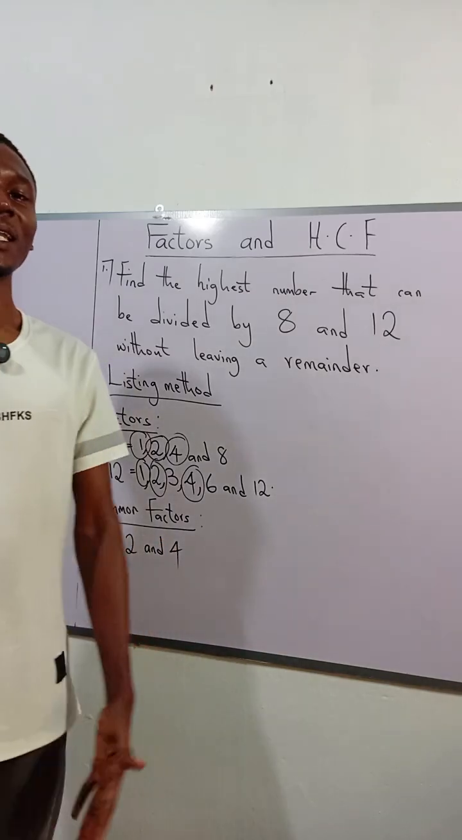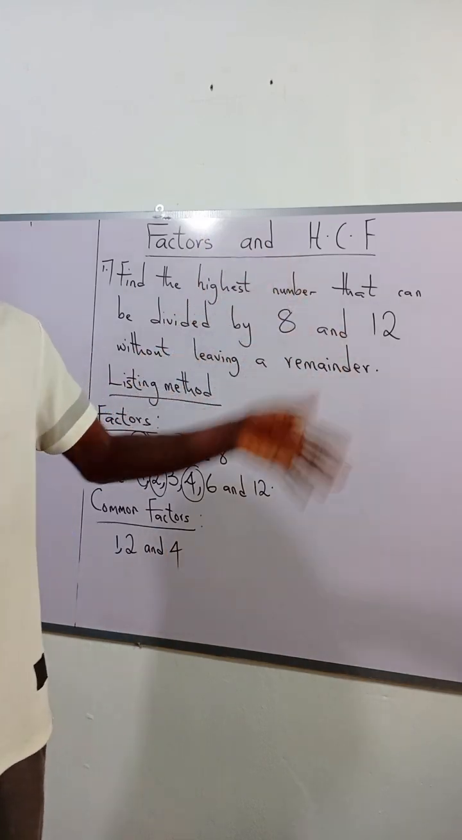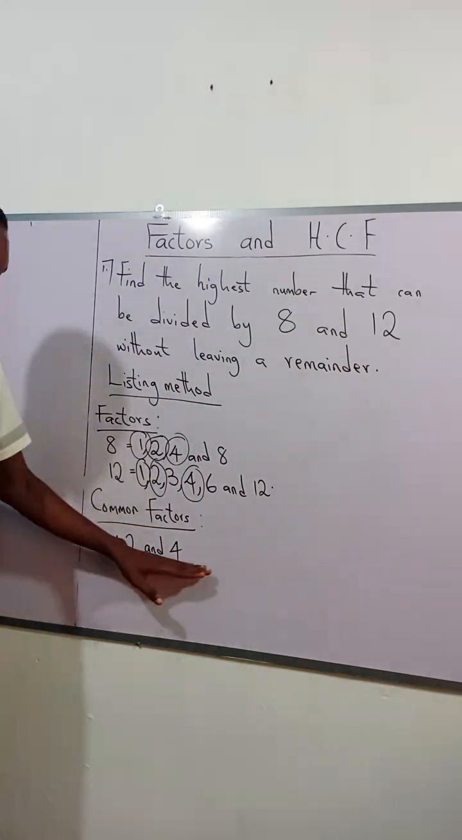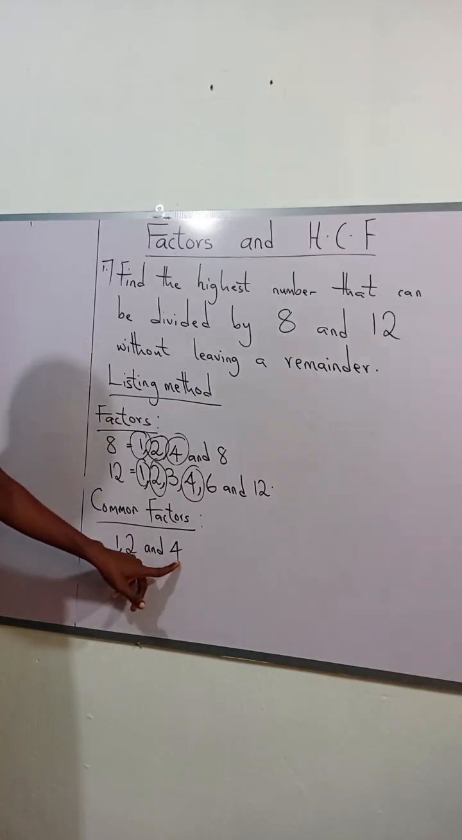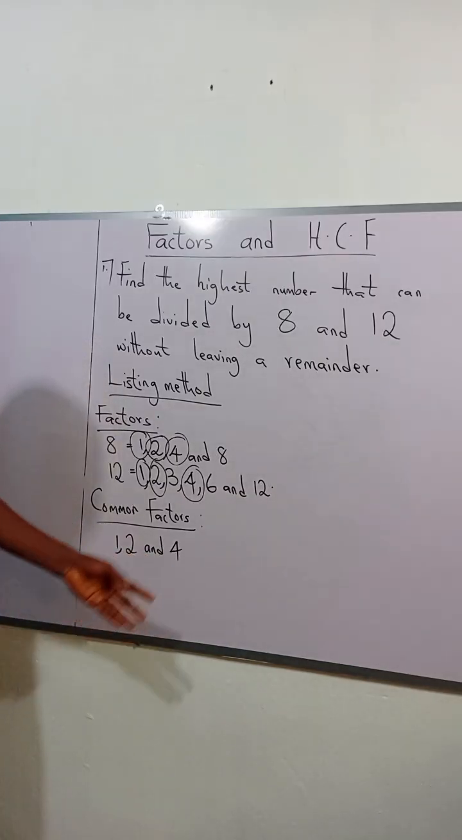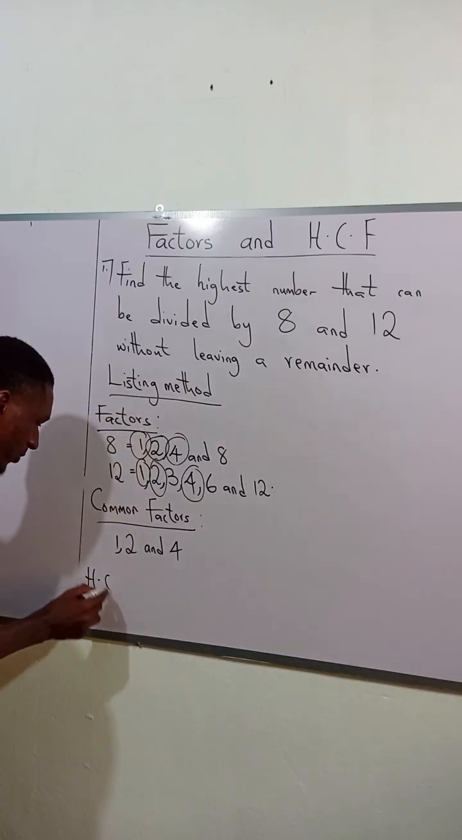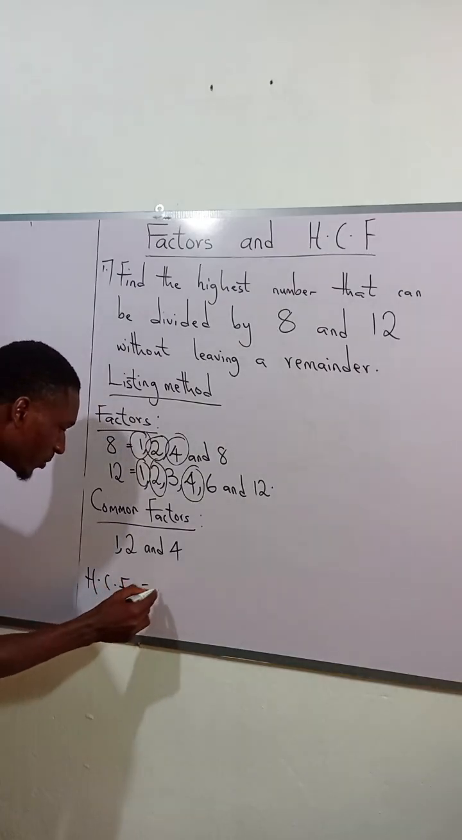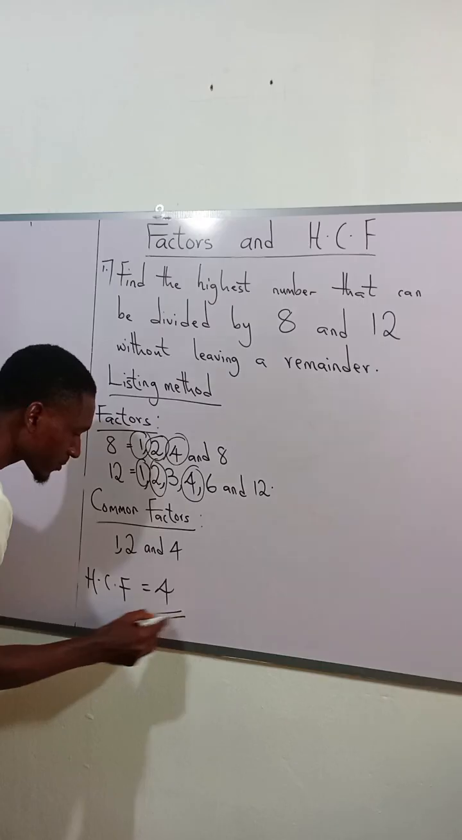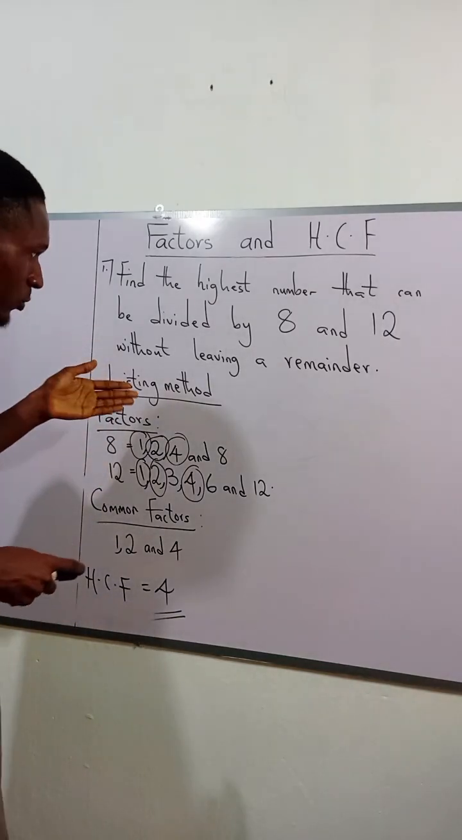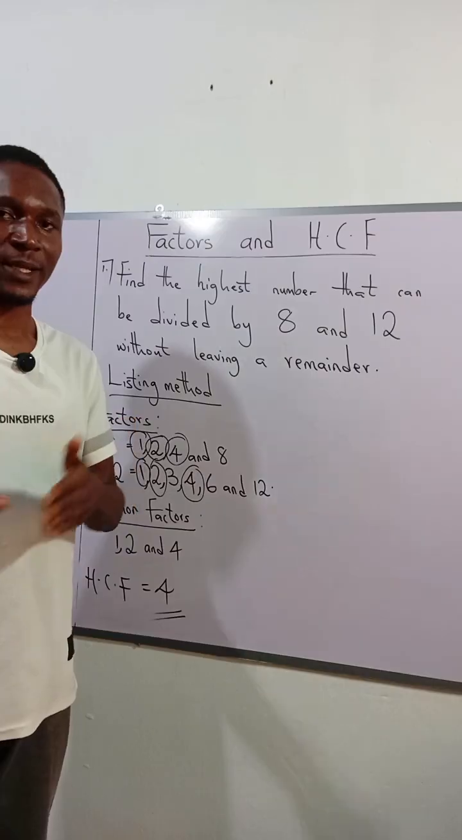And here we now go for the last one, which is the highest common factor. Highest means the biggest. What is the biggest number amongst these common factors that we listed out? Obviously, you all know the biggest number here is 4. Therefore, our highest common factor is going to be equal to 4. As simple as this.